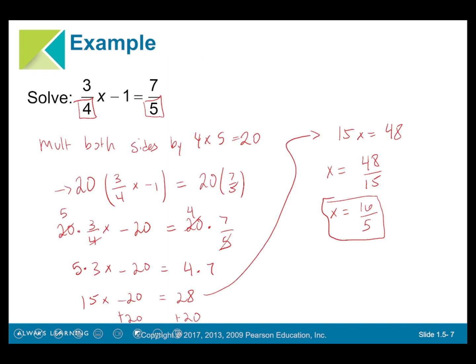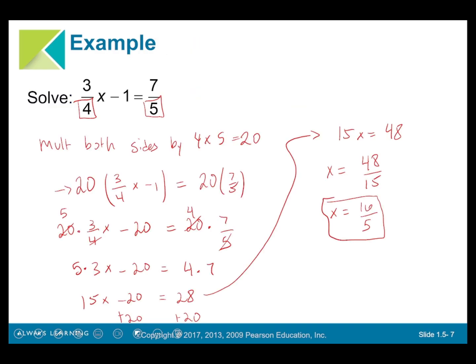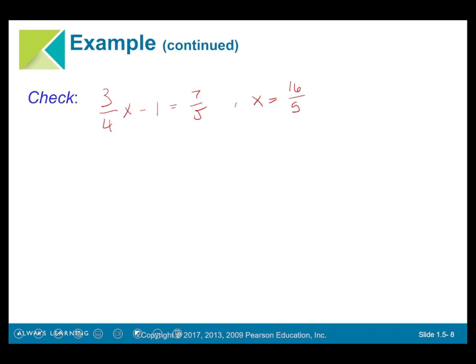So this next page allows us to check our answer. So I'm going to need to remember exactly what this problem was and what our solution was. So we had 3 over 4x minus 1 equals 7 over 5. And our solution was x equals 16 over 5. Is that correct? Yep. Okay. So with our problem and our solution, we can actually check our work by plugging in 16 over 5 in for x and seeing what we get.